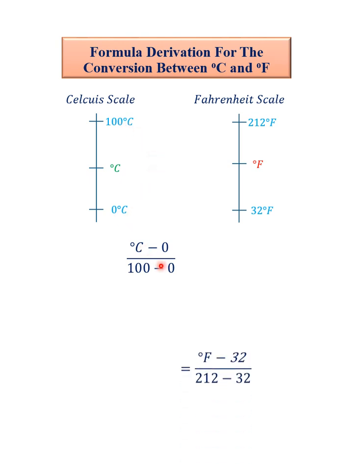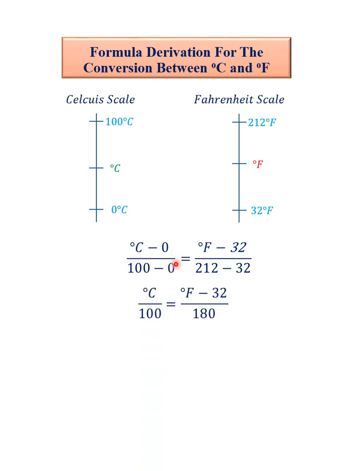And we are just going to equate it to similar intervals on the Fahrenheit scale, which is Fahrenheit minus 32 divided by 212 minus 32. This is the comparison or the equation we are going to use. From here, we can now make degree Celsius subject of the formula. So, assuming we want to convert from degree Fahrenheit to Celsius, let's make degree Celsius subject of the formula, and we are going to get the formula to convert from degree Fahrenheit to degree Celsius.